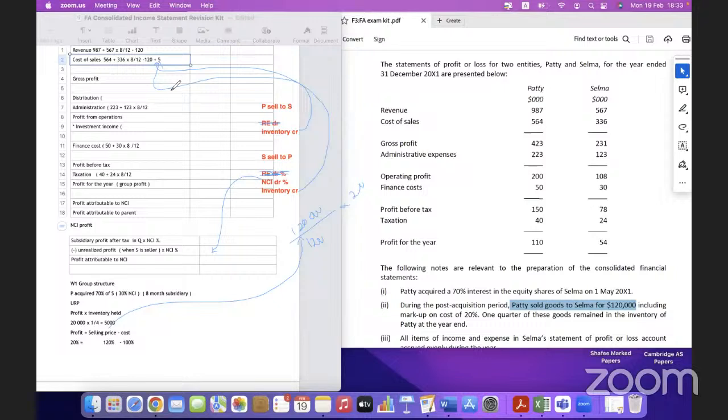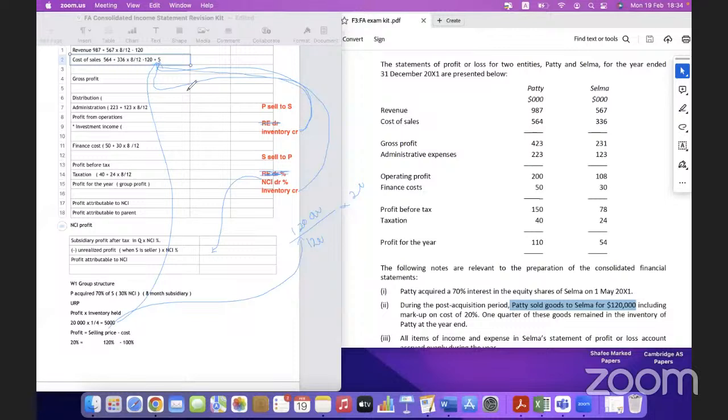So guys, remember the bottom line: no matter who is selling to whom, in the income statement, URP is always added to cost of sale. Simple as that. Okay, memorize it, guys, now itself. No matter who sells to whom, under the income statement, URP is always added to the cost of sale. So we are adding to the cost of sale because of this.